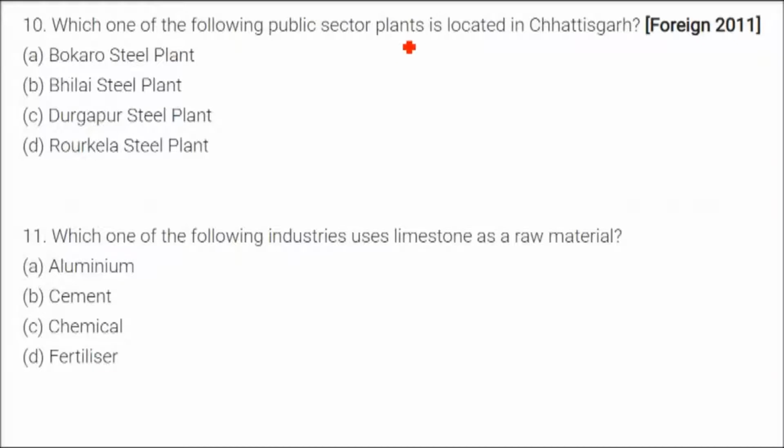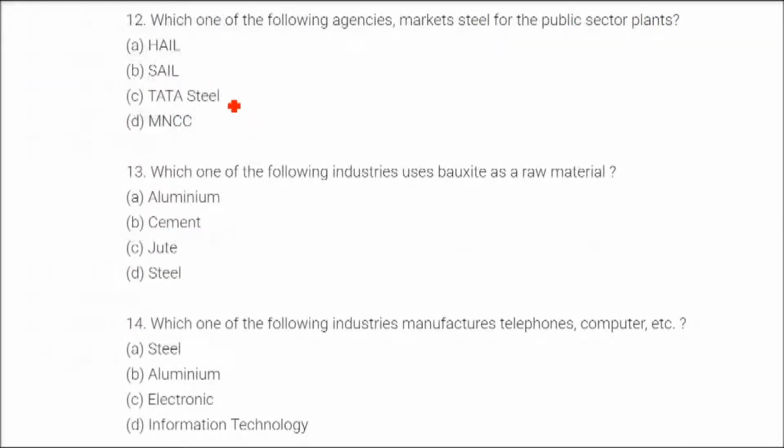Which one of the following public sector plants is located in Chhattisgarh? So the answer is Bhilai Steel Plant. Which one of the following industries uses limestone as a raw material? Limestone as a raw material, it is cement. Which one of the following agencies markets steels for the public sector plants? And it is SAIL again, Steel Authority of India Limited.